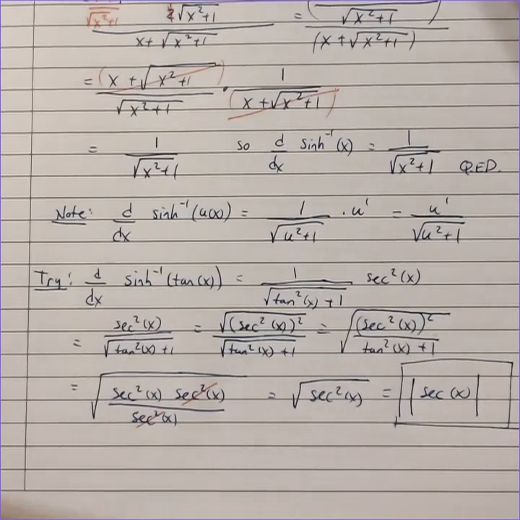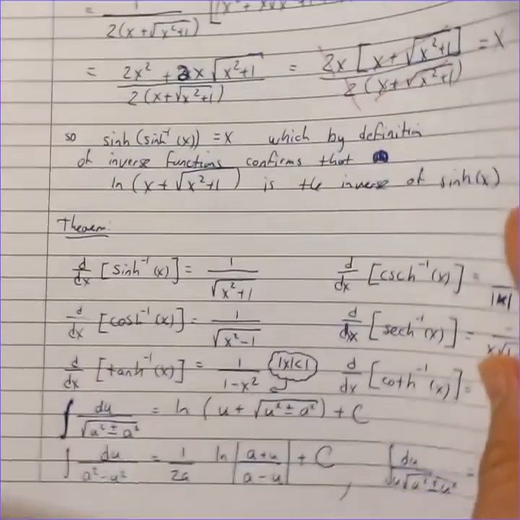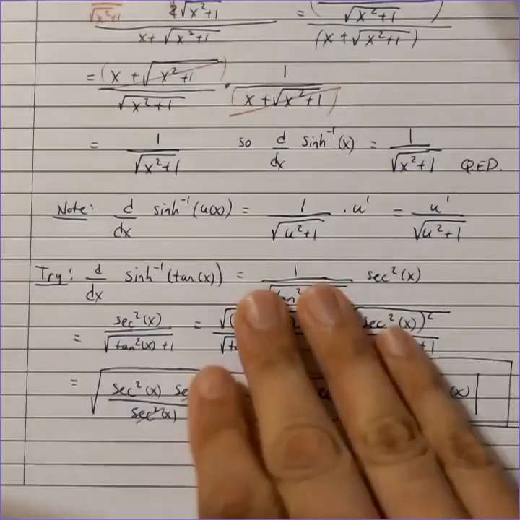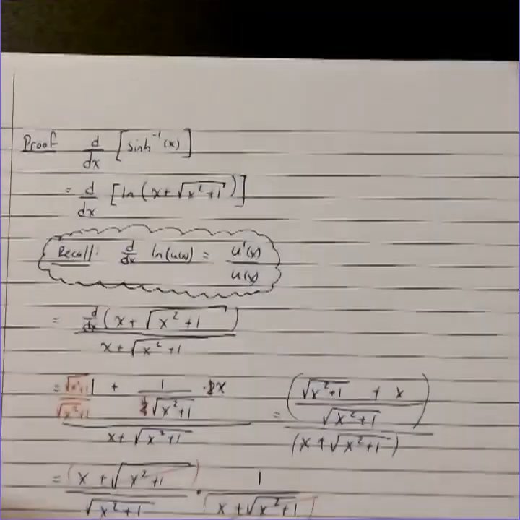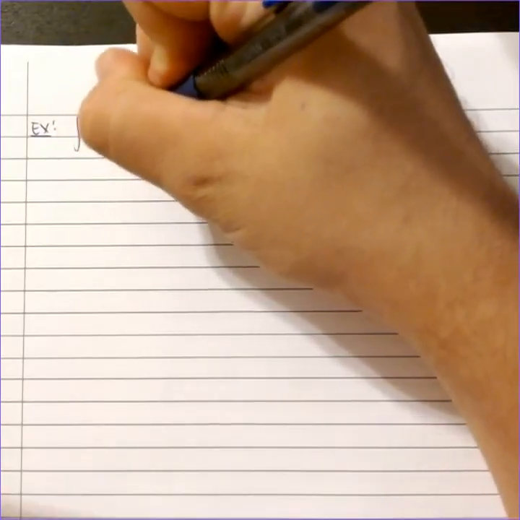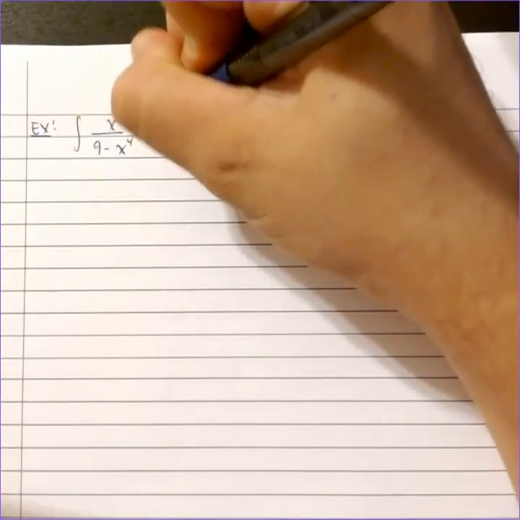All right, so now for our last example, let's take a look at using one of these results. Instead of looking at a derivative, let's take a look at an antiderivative. So for our example, let's consider finding the integral of x over 9 minus x to the fourth dx.